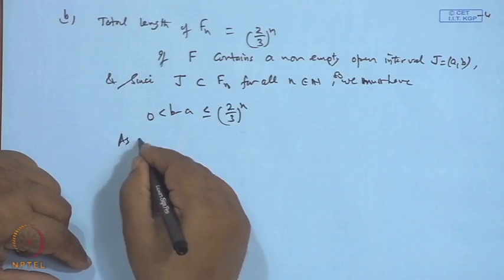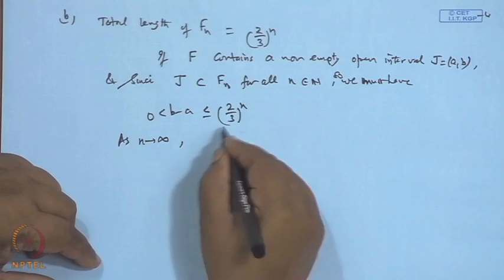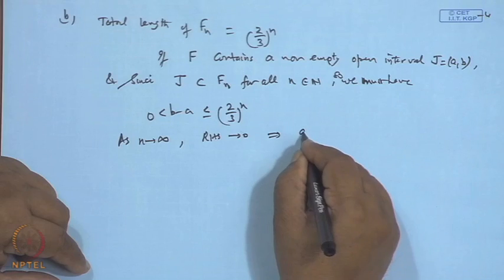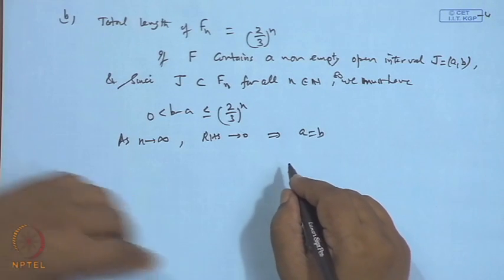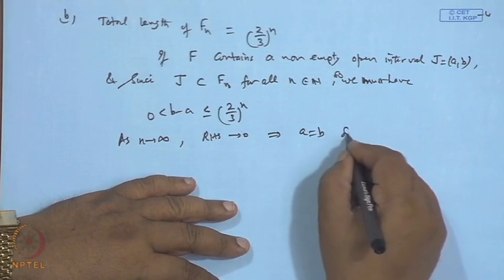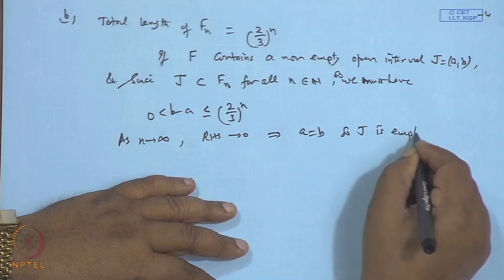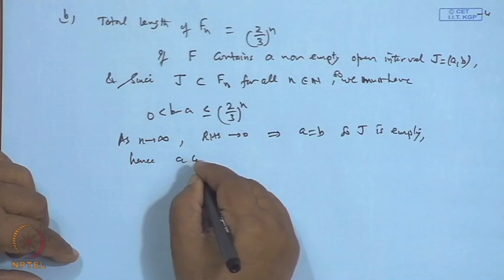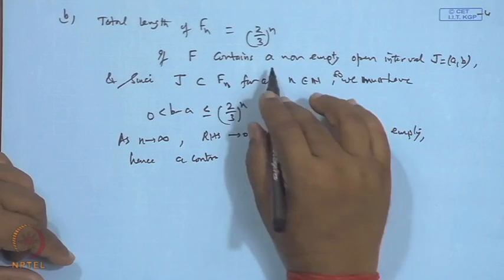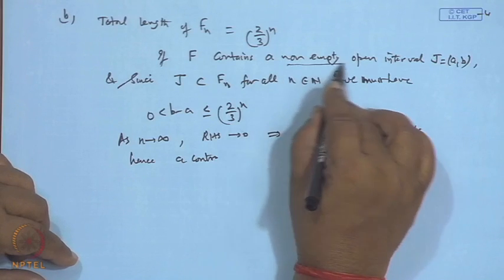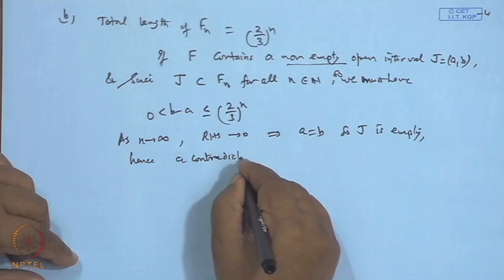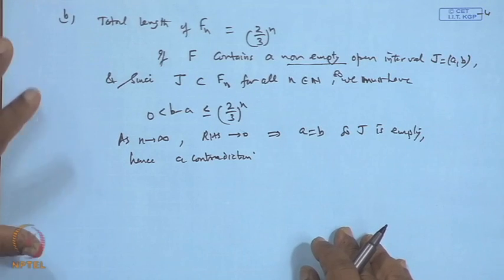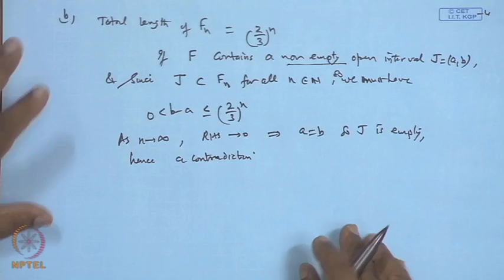but as n tends to infinity, the right hand side goes to 0. So, this implies that a is equal to b. It means we do not get any intersection. So, J is an empty set, hence a contradiction, because we assumed that F contains a non-empty open interval. Which is not true, contradiction. Hence, the Cantor set will not contain any non-empty open interval as a subset.